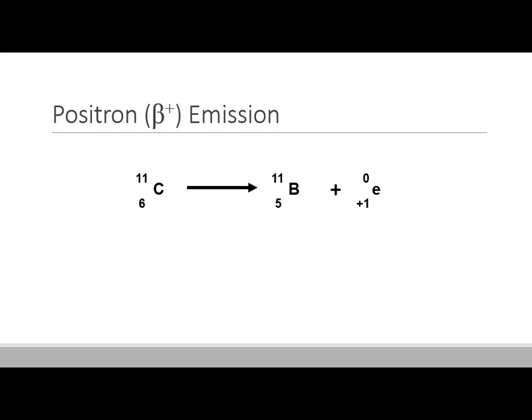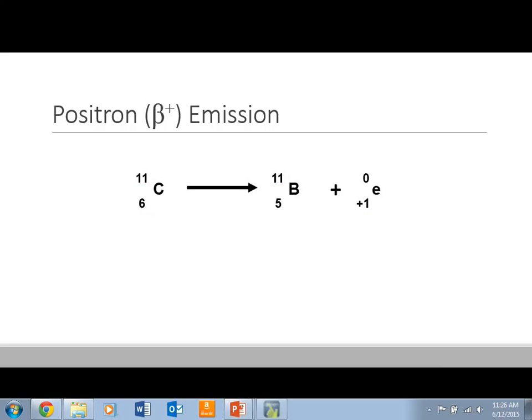Let's go ahead and look at a positron emission. So in this case we do have a positron. It's a 0, plus 1 e. And notice that the mass number on the left is 11. On the right hand side it's 11 plus 0, adds up to 11. Down here we have 6. 5 plus a positive 1 is 6. Therefore this is a nice balanced positron emission nuclear reaction.